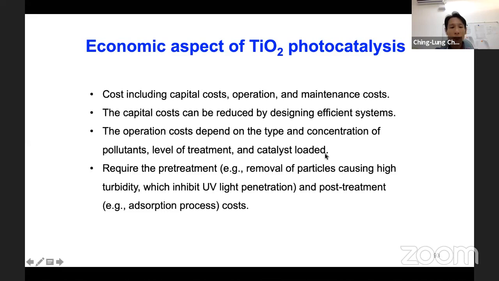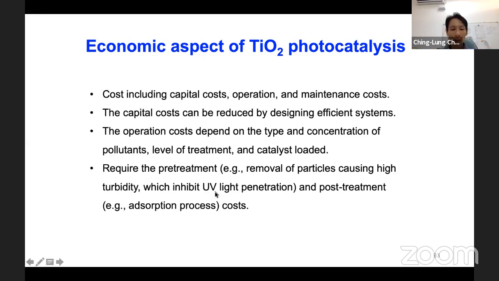And this comes to the cost. The cost includes the capital cost, operation cost, and maintenance cost. The capital cost can be reduced by designing an efficient system, and the operation cost depends on the concentration of the pollutant, level of the treatment, and catalyst load. And it requires pretreatment, because the TiO2 has to be used with UV lights.